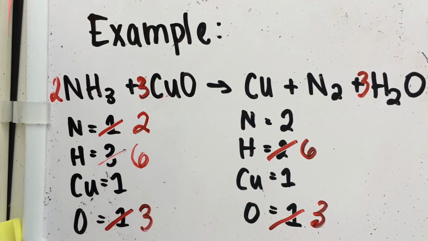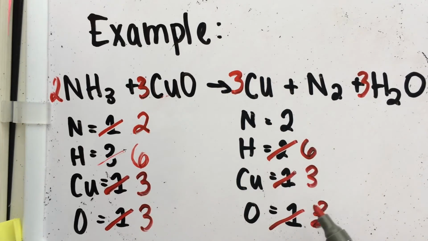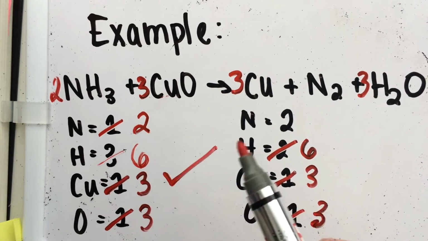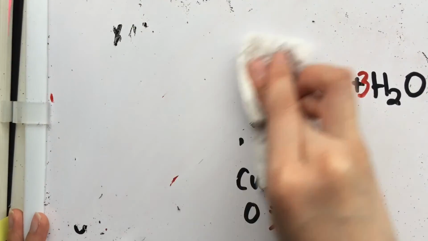Now we will need to balance the oxygen. We're going to multiply CuO by 3 and get 3 oxygens, but we are also going to get 3 copper. There's still a problem with copper. We can add 3 in front of copper. This whole equation is now balanced.